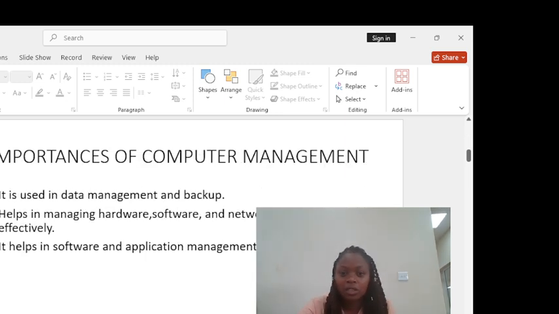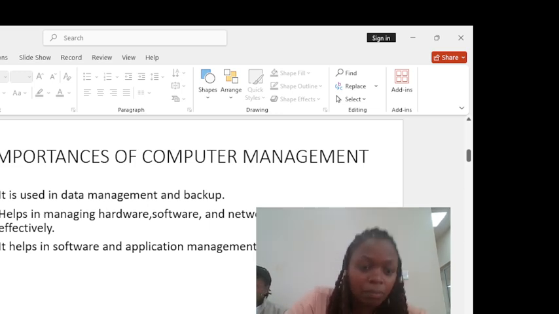These are the importances of computer management. It is used in data management and backup, and helps in managing hardware, software, and network resources effectively. It helps in software and application management.